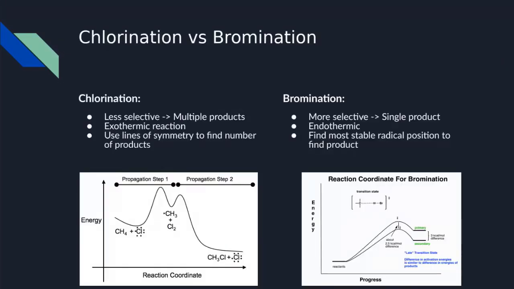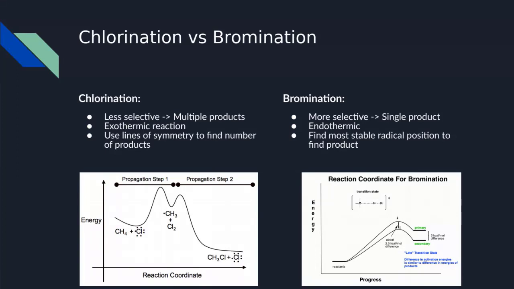Yes. And a lot of this comes in two flavors. We see chlorination and bromination reactions. There are other halogenation reactions, but these are the two that you will most likely see on your exam. In chlorination reactions, you'll see that they tend to be less selective. There are multiple products. And the reason for this being that chlorination reactions are exothermic.